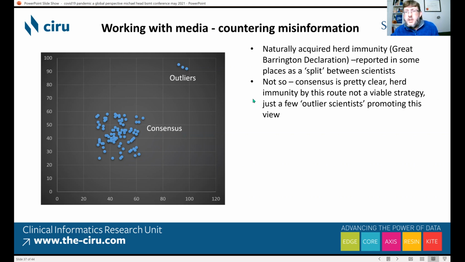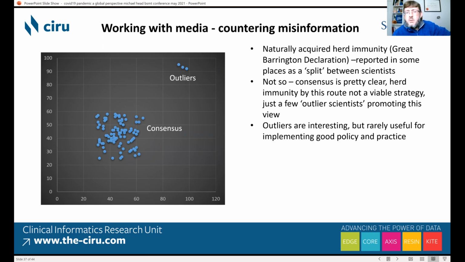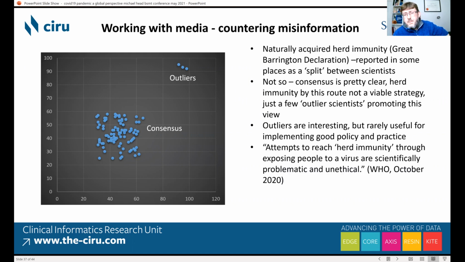They're probably writing their own book, especially for the anti-science crowd ahead of a speaking tour next year, is my guess. But regardless, they're interesting to report on because they're different. But ultimately, they're not useful for good policy or practice because they're not really going to be right. They're well outside the consensus viewpoints. And many institutions, groups, individuals pointed out that this was unethical. The WHO said it was scientifically problematic and unethical. And Great Barrington Declaration fans have now moved on, well, still going on about herd immunity, but also now going for anti-vax messages as well.